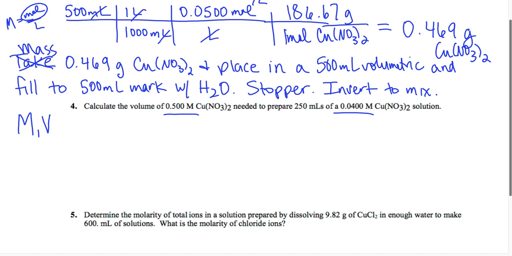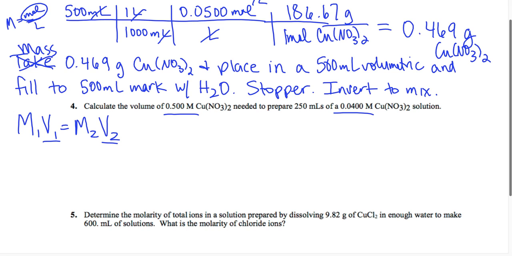M1V1 equals M2V2. So this is a proportion. These volumes do not have to be in liters. As long as whatever you put in as the volume unit, you get out on the other side. I actually prefer doing these with milliliters because I can measure milliliters. If I use liters and get 1.36 liters, I'm like, I can't measure that. That's 1,360 mils. I can do that. So I'm going to actually probably just more often than not put milliliters in.